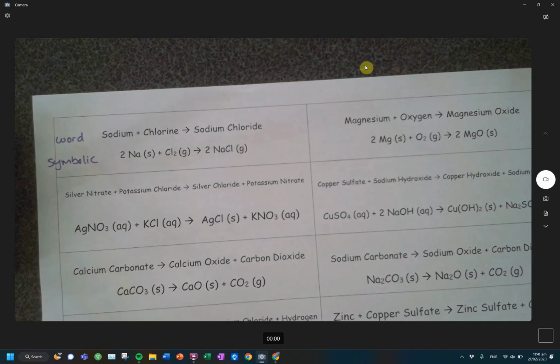Now, it's important to know the difference between those two because the achieve level requirement is getting the word equations, and the merit level and the excellence level is getting the symbolic equations. So it's good to get us used to that to begin with.